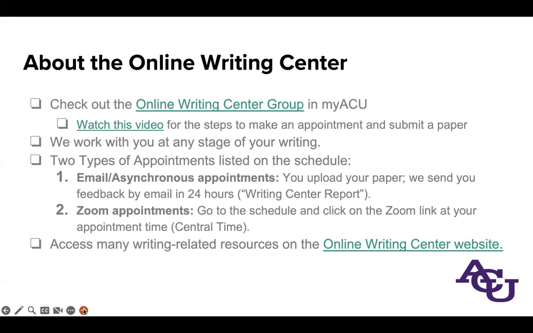There are two types of appointments listed on our schedule. You'll see email and asynchronous appointments. For those, you upload your paper and we send you feedback by email within 24 hours. We also offer Zoom. To schedule one of these, just go to our schedule and click on the Zoom link at your time, and these are listed in Central Time. You're also able to access many writing resources on our Online Writing Center website. We can find that at that link.